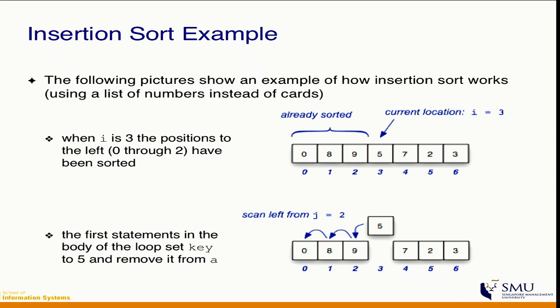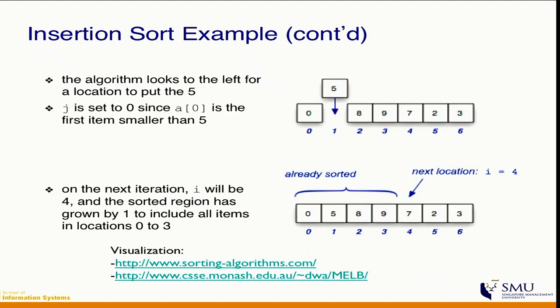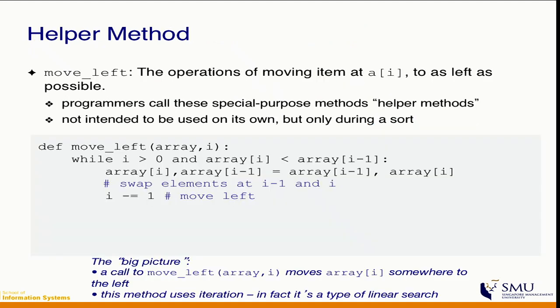So 5 compared to 9 is smaller, so we're going to swap it. So 5 compared to 8, smaller, swap again. 5 compared to 0 is not smaller than that, so we're going to insert it there. Now this is done through this thing, right? So that means we're going to put it in between. So finally we have this left part that is already sorted. Then we can move on to the next location, which is i equals 4. Then we're going to do this all over again.